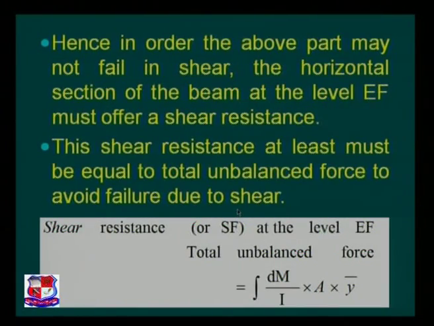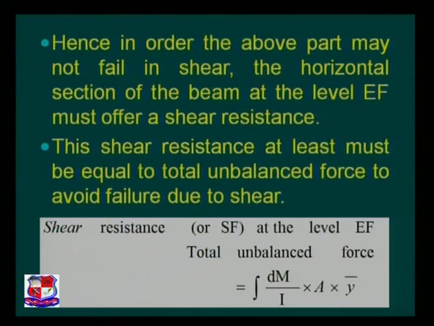Hence, in order that the above part may not fail in shear, the horizontal section of the beam at the level EF must offer a shear resistance, obviously, because this is the net unbalanced shear force which is acting at the level of EF between the two sections AB and CD. Our intention is to find out these things. So the shear resistance at least must be equal to the total unbalanced force to avoid failure due to shear, and that total unbalanced force is the integration of dm by I into A into y bar.